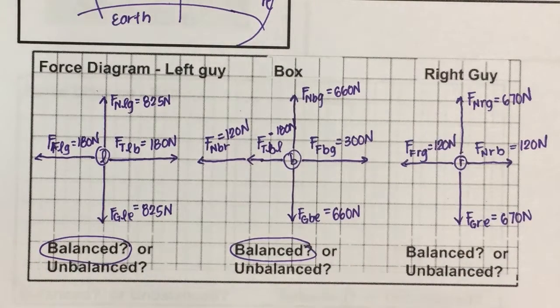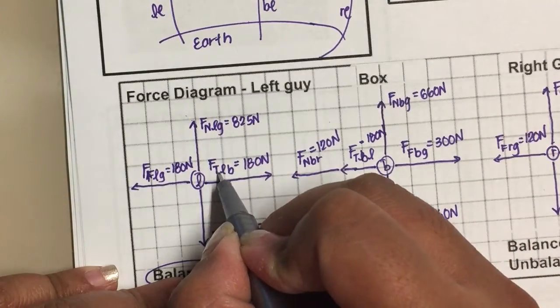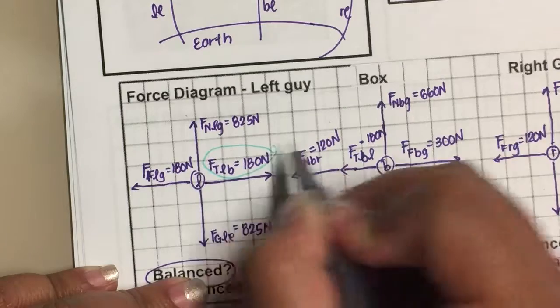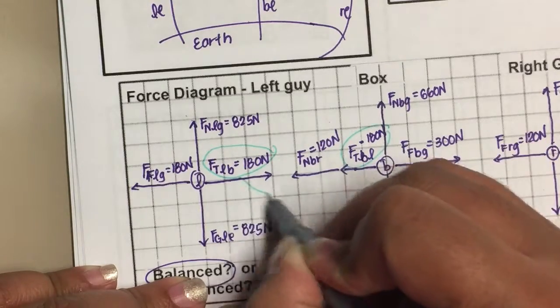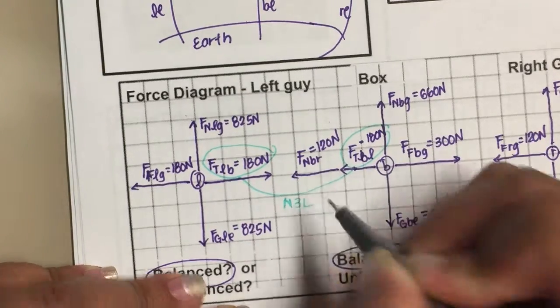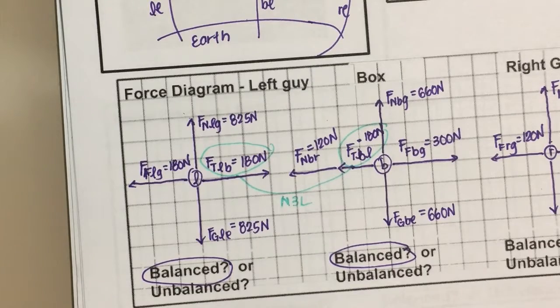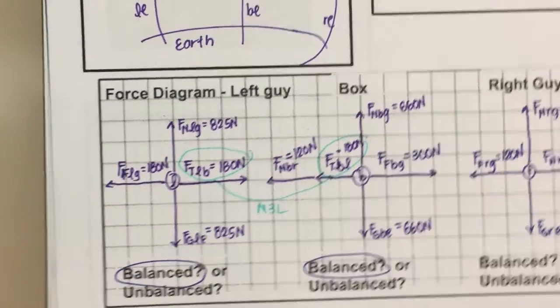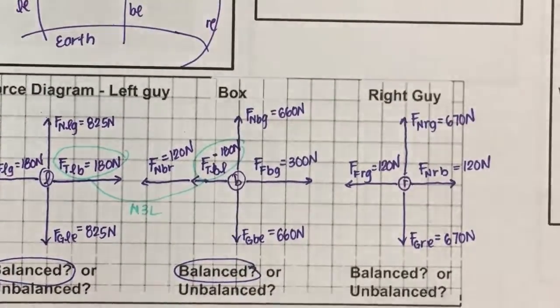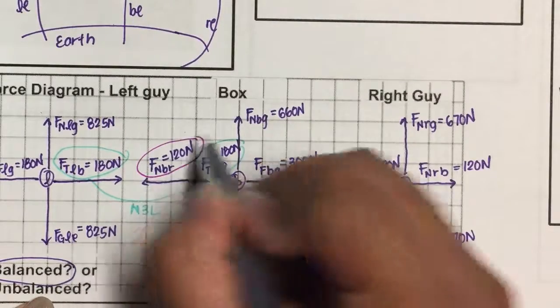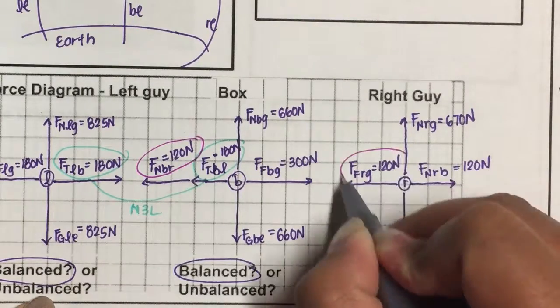Now we're going to identify the Newton's third law pairings. So the first one is the force of tension on the left guy by the box, left guy on the box. There's your pair. And the other pair would happen to be the pushing between the right guy and the box. So right guy and the box.